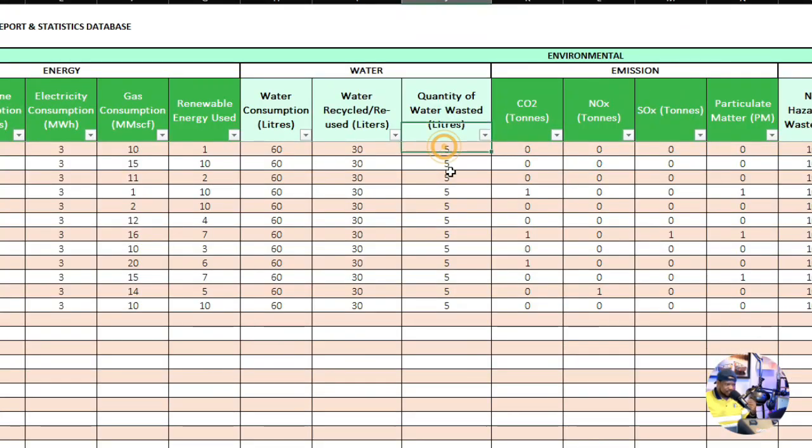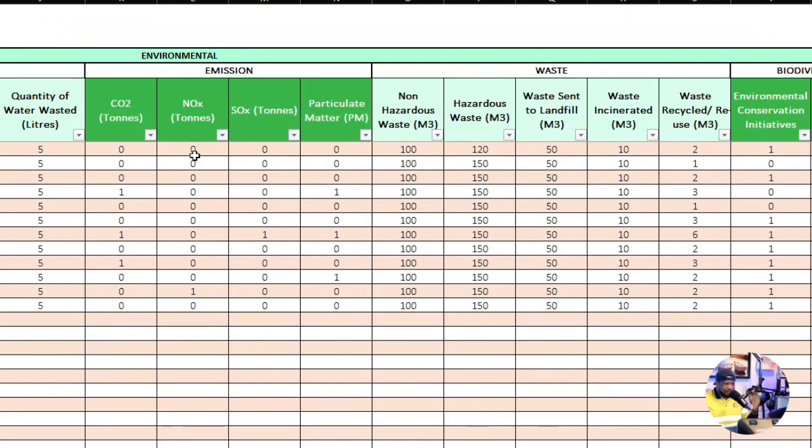So based on the wastage, we are using it to compare against the total of water consumed and water that have been recycled to give a score, right? Then we look at the emission. So CO2 emission, nitrogen oxide emission, sulfur oxide emission, particulate matter. So this is something that you would basically be counting from your air quality monitoring, right?